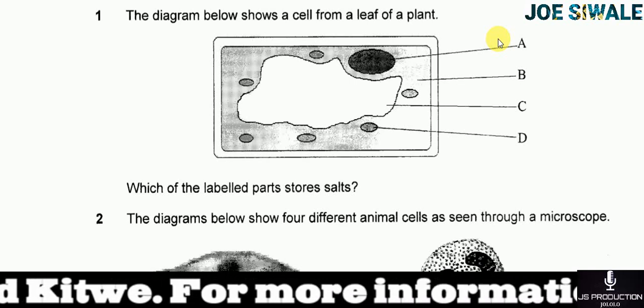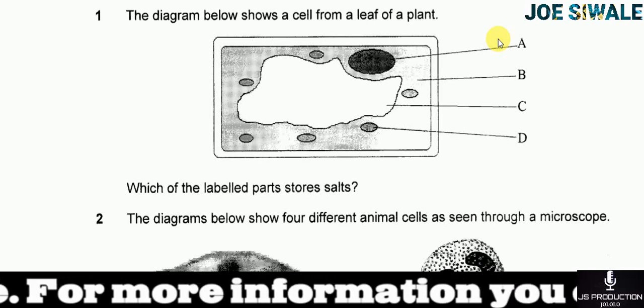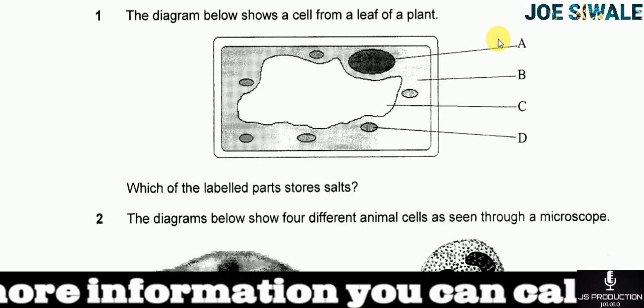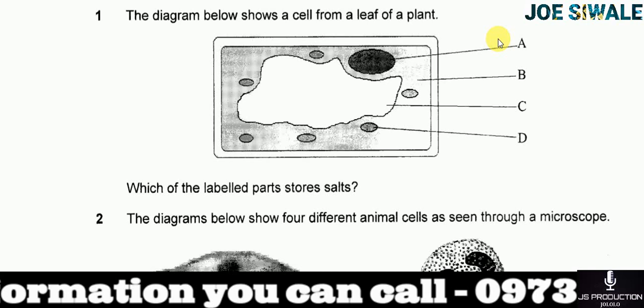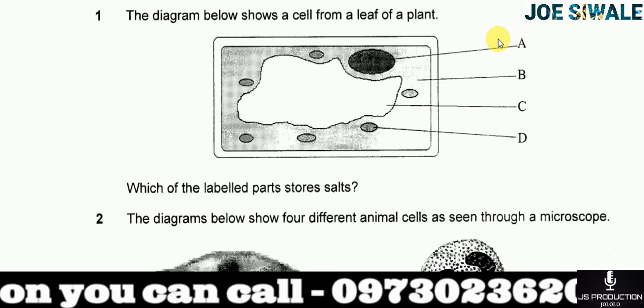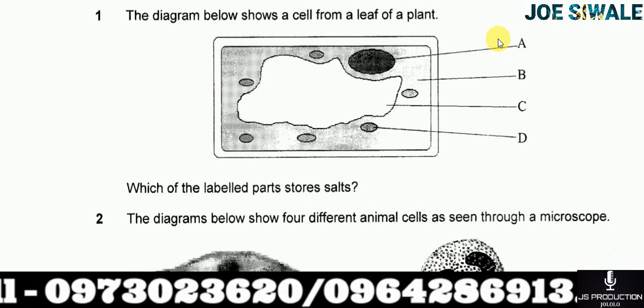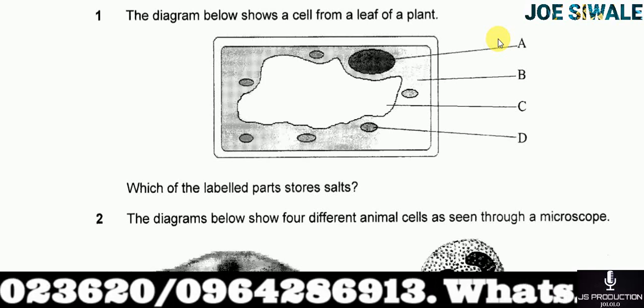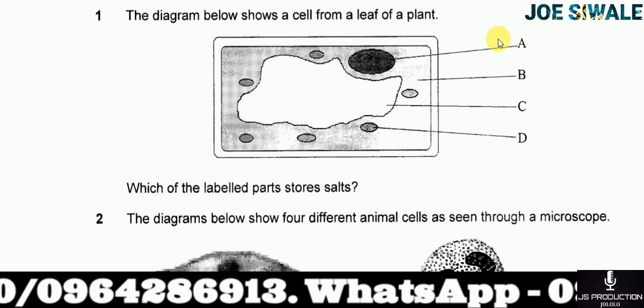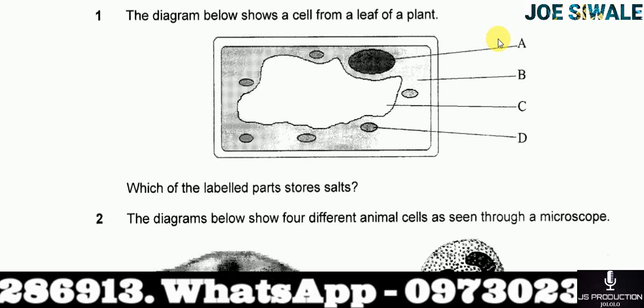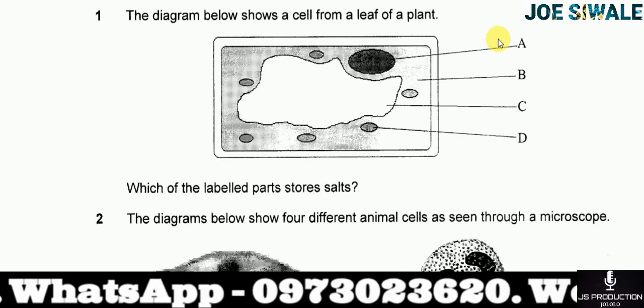And part D, that's the chloroplast. The function of the chloroplast is to trap sunlight. So the question proceeds, which of the labeled parts stores salts? So the part that stores salts is the vacuole, which is represented by multiple choice C.